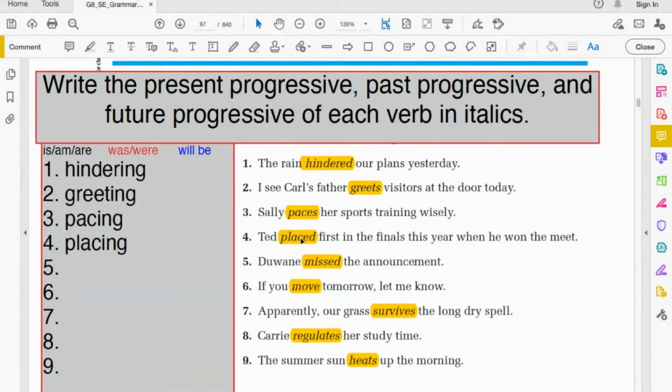Each of these sentences has a verb in italics. I'm taking the base form and I'm adding ing to it. My helping verbs are already in place for present, past, and future. Missing. Move. Moving. Survive. Surviving.